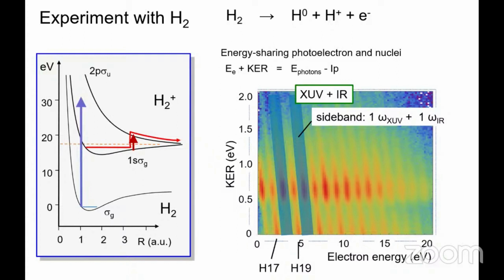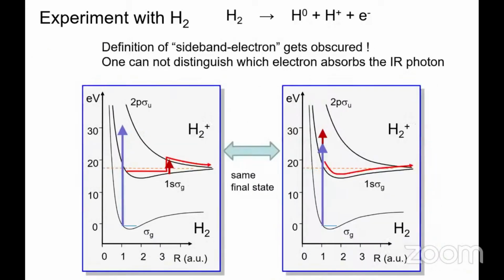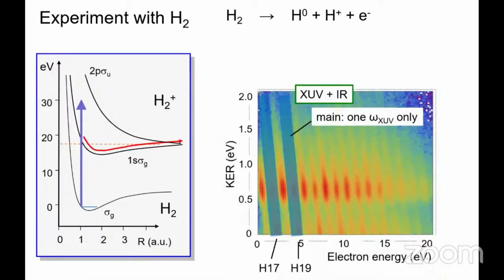At the end, you cannot distinguish. You have the same energy, there's no way to distinguish. So for this case now, the definition of sideband is getting kind of questionable. We don't know, because we don't know whether the IR photon is absorbed in the bound electron or in the emitted electron. And the same holds for the main lines here. These are the main lines. You can have this ground state association, as I said, but it could also be that you have a channel like that. Okay, it's a little bit less likely, but with the IR intensity, this is possible, and they overlap.